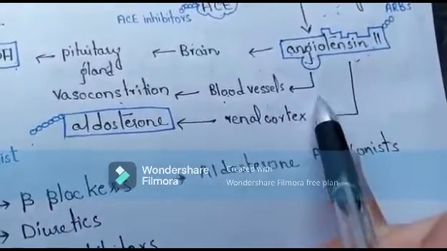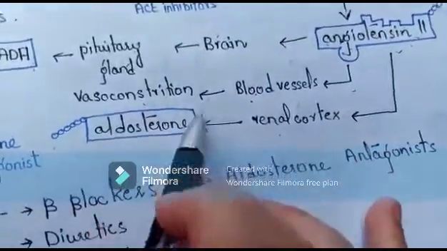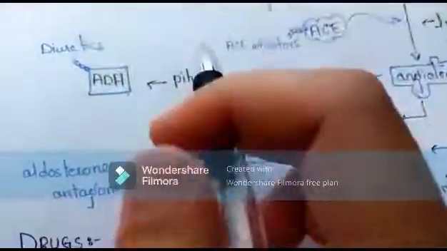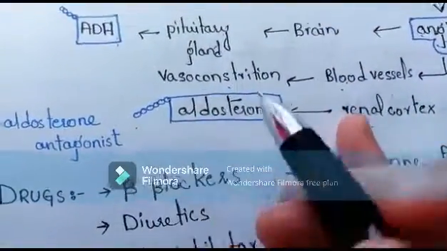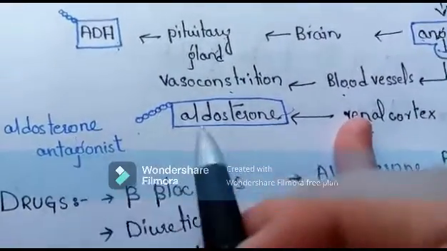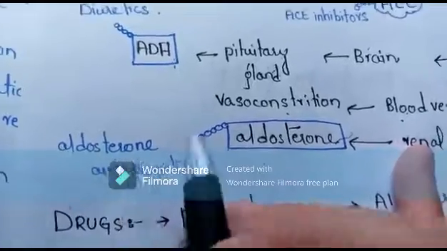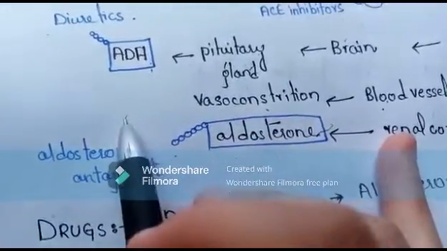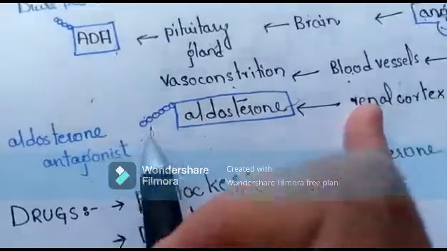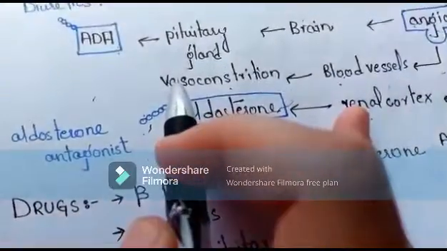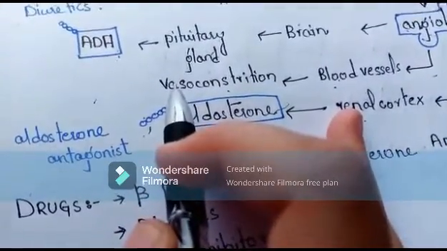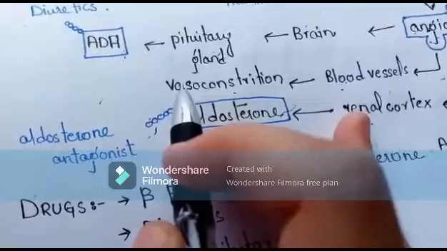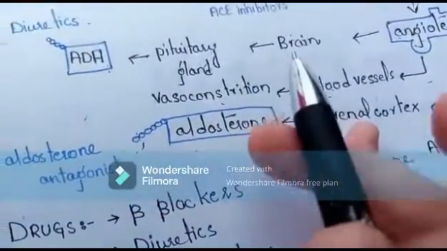Angiotensin 2 in the renal cortex causes the release of aldosterone, and what will aldosterone do? It inhibits sodium excretion, and thus water retention. It causes sodium and water retention, and thus it increases the blood volume. So when the blood volume is increased, edema is caused, because the increase in hydrostatic pressure will lead to fluid leaking into the interstitial space, a condition known as edema.